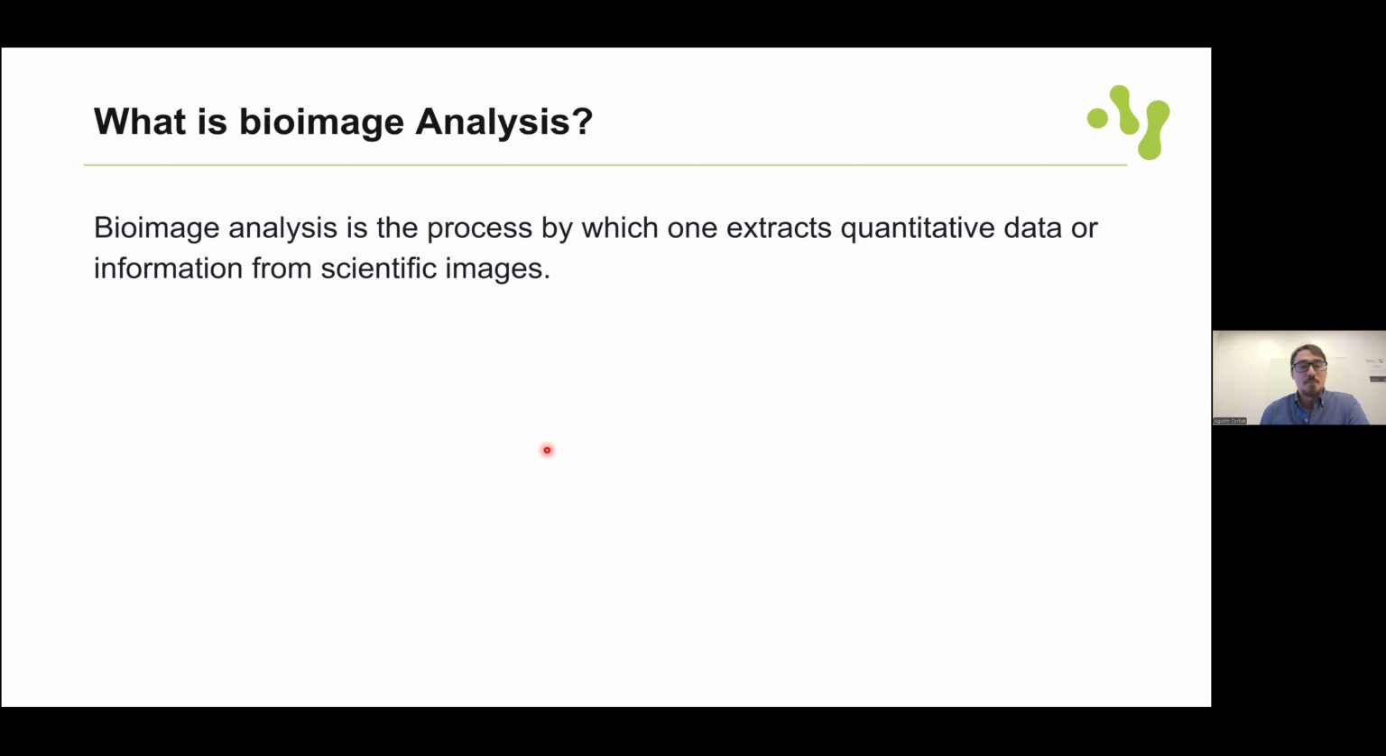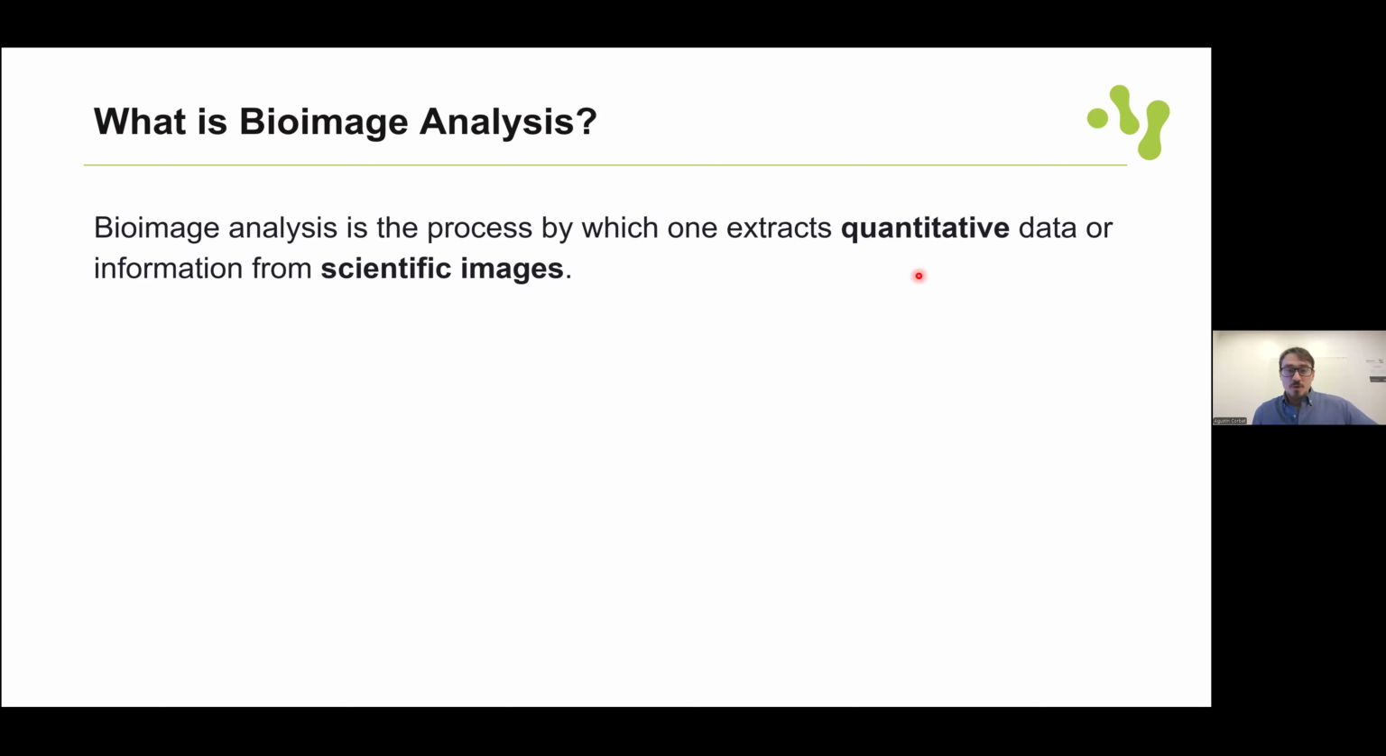So what is bioimage analysis? The definition is this one. Bioimage analysis is the process by which one extracts quantitative data or information from scientific images. I want to highlight two things here. One is quantitative, because we need to take numbers from this that tell us something about the sample. The other is scientific images, because we need to be able to reproduce the acquisition of the images, and they have to be clearly documented and understood for other scientists to be able to reproduce them as well.